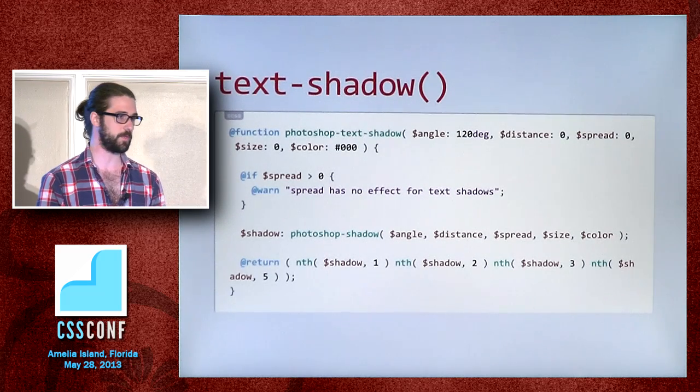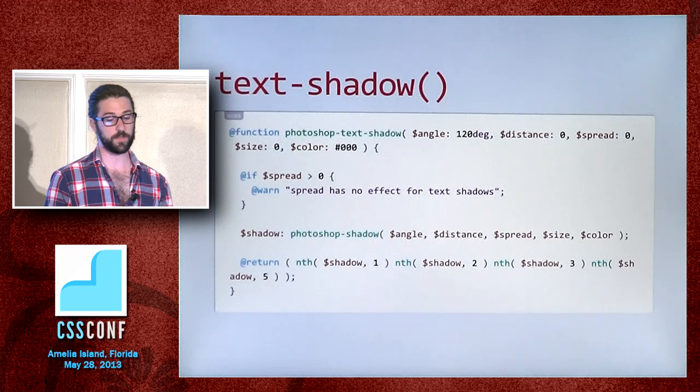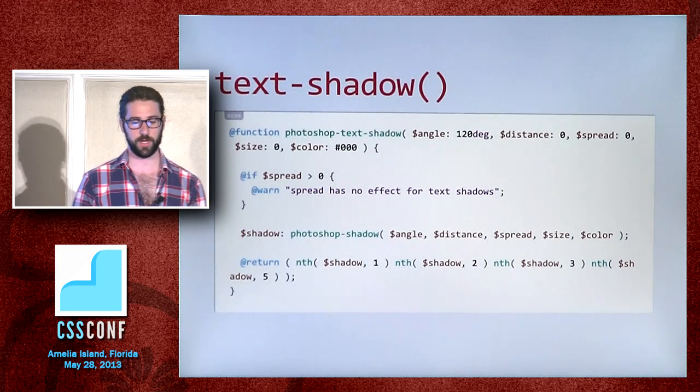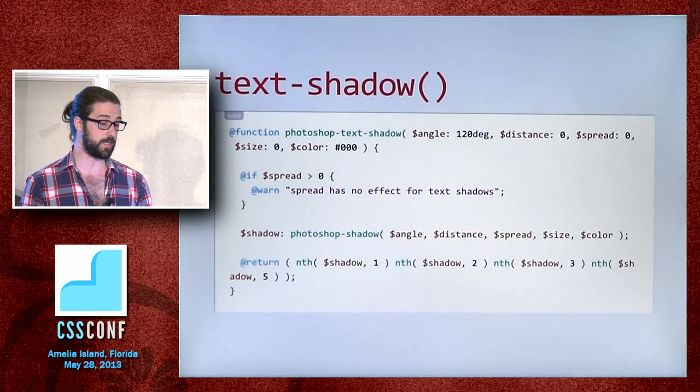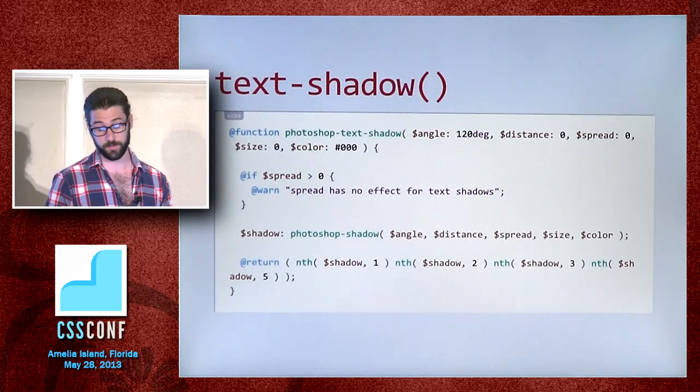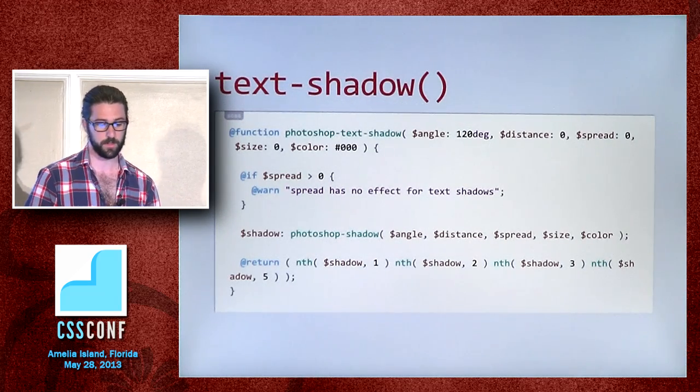All the math is the same for TextShadow, obviously. But the only difference between TextShadow and BoxShadow is that in CSS, the spread radius is not used by TextShadow. Actually, I don't know why, but it's just not there.